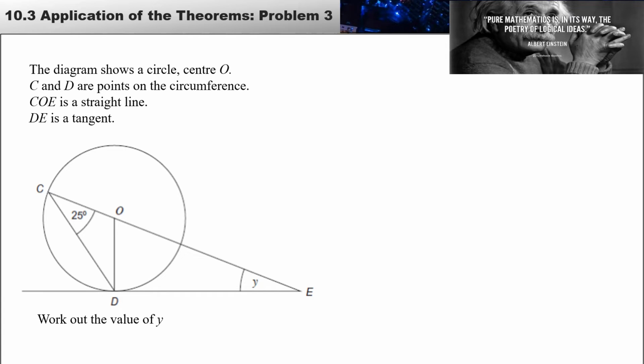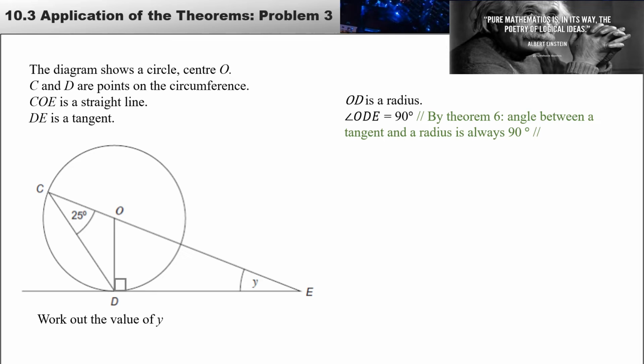But the first thing we need to establish or recognize from this diagram is that OD is a radius. And we will see why that is extremely important as we proceed in the solution to the problem. So OD is a radius because it's a line drawn from the center to the circumference. That means that the angle ODE is 90 degrees, as you could see the 90-degree box there. And why am I able to say that? Because of theorem 6, which says the angle between a tangent and a radius is always 90 degrees. So that is why we needed to establish that OD is a radius.